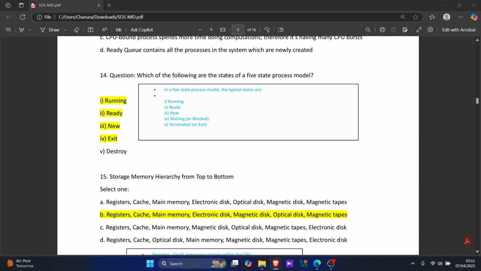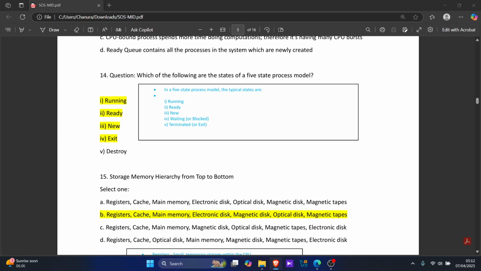The basic states are usually new, ready, running, waiting, and terminated. These make up the 5-state model. Wait, but the user listed destroy as an option here. Wait, in the 5-state model, the states are typically new, ready, running, waiting, and exit. So destroy isn't one of the standard states.